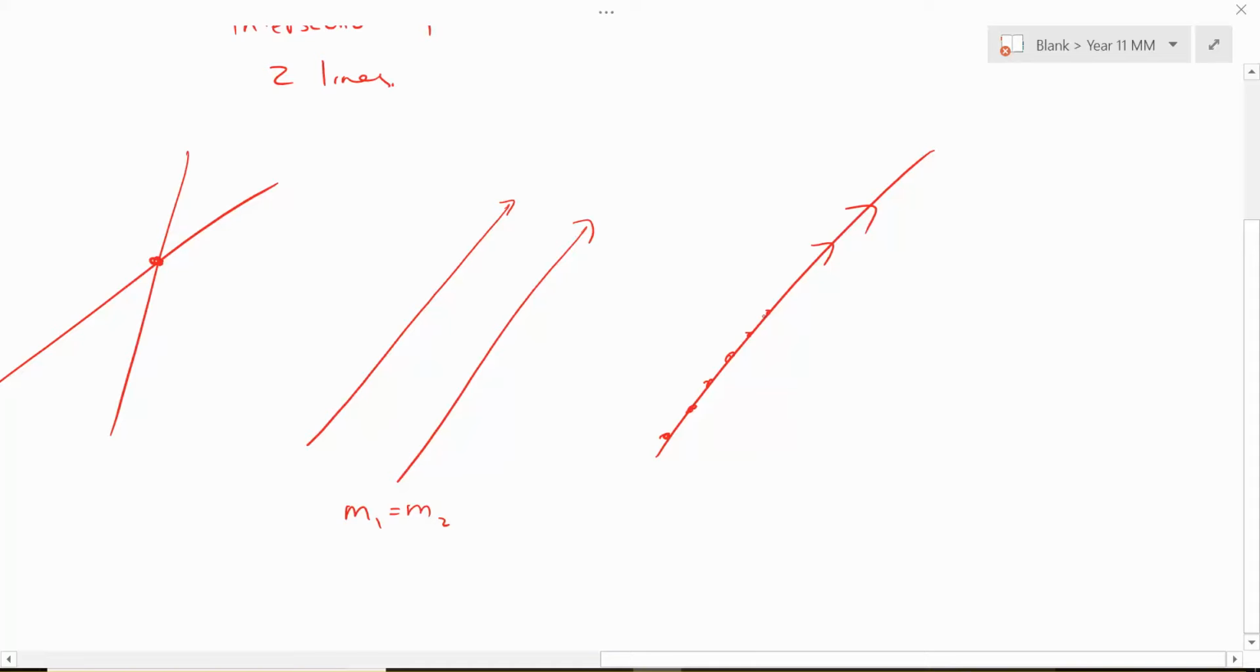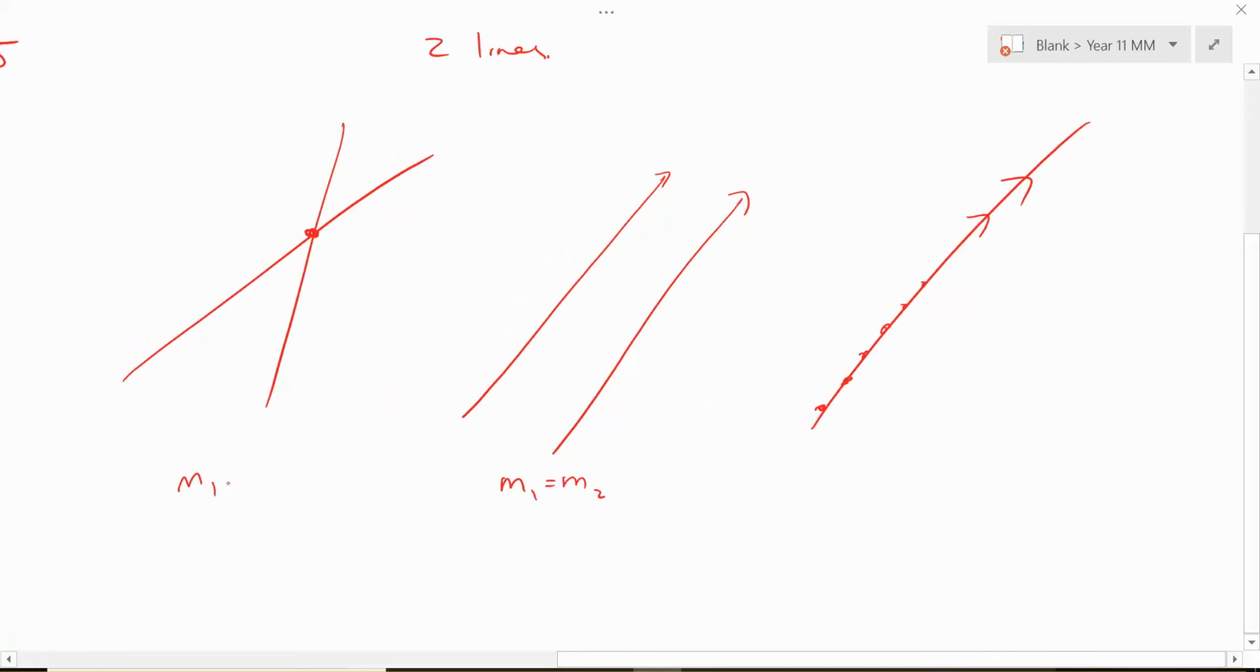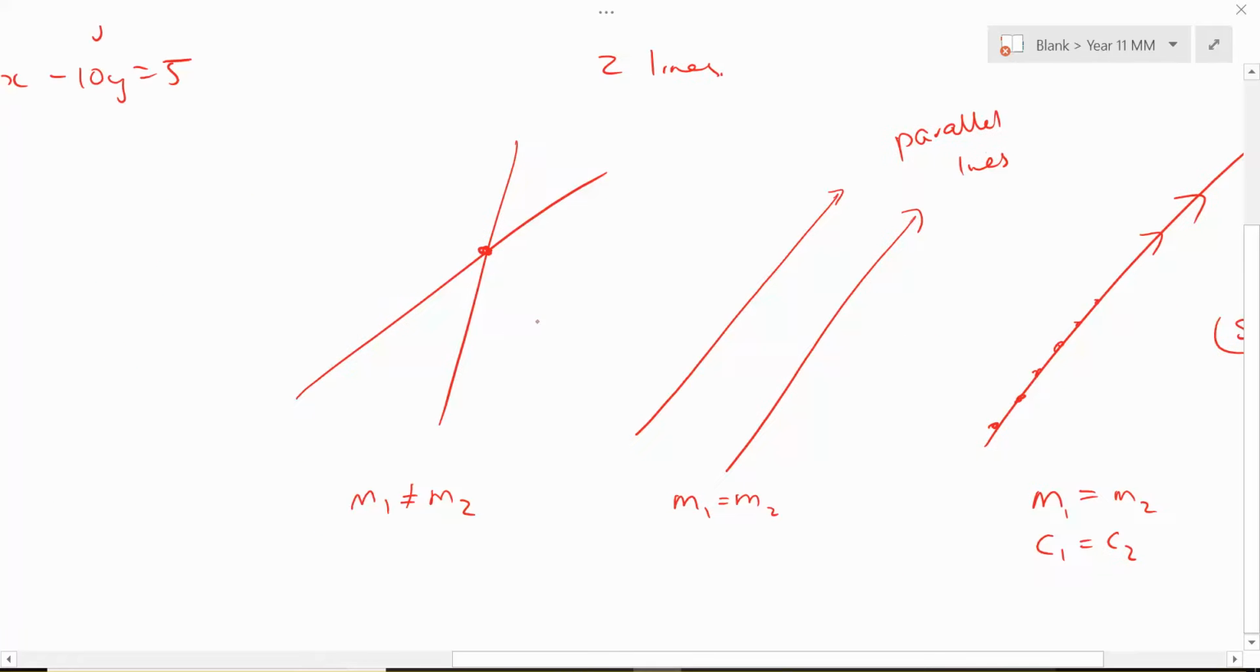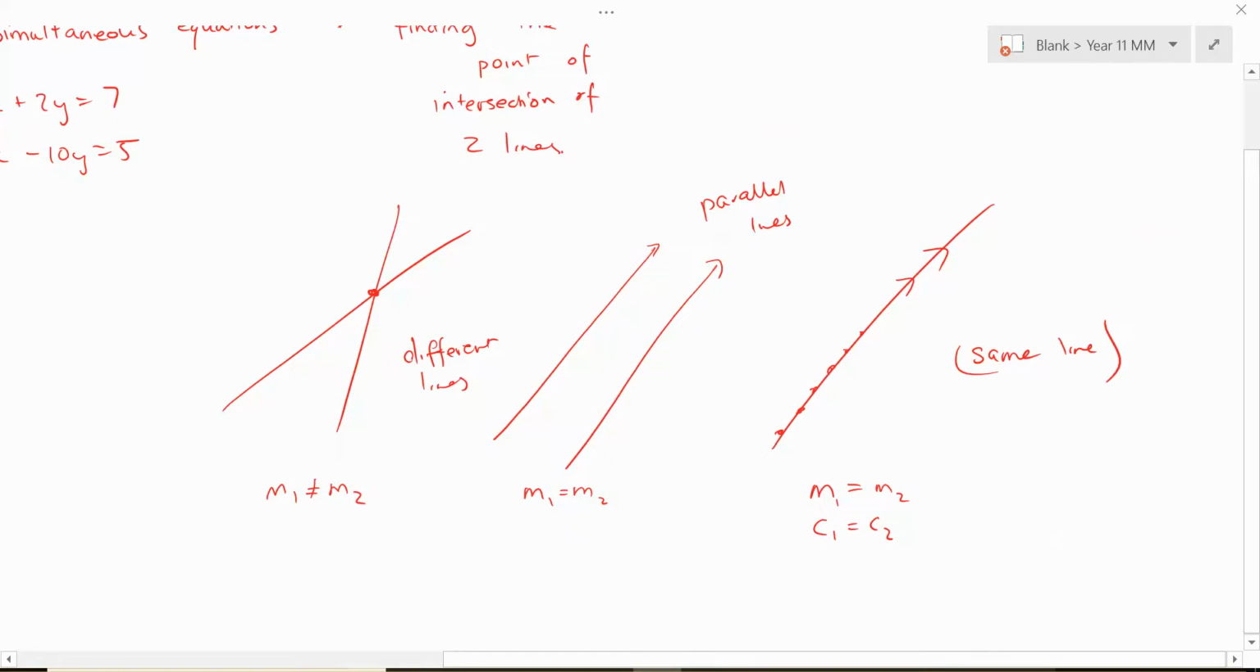Same line, parallel lines, different gradient. So I'm going to write here, different gradient: M1 doesn't equal M2. Over here, both M1 equals M2 and C1 equals C2, so everything in a straight line is the same. So this is the same line. Parallel lines. Different lines. That's all you have to understand for exercise 2H. In order for you to do them, that's what you need to understand, because that's what you're testing for.